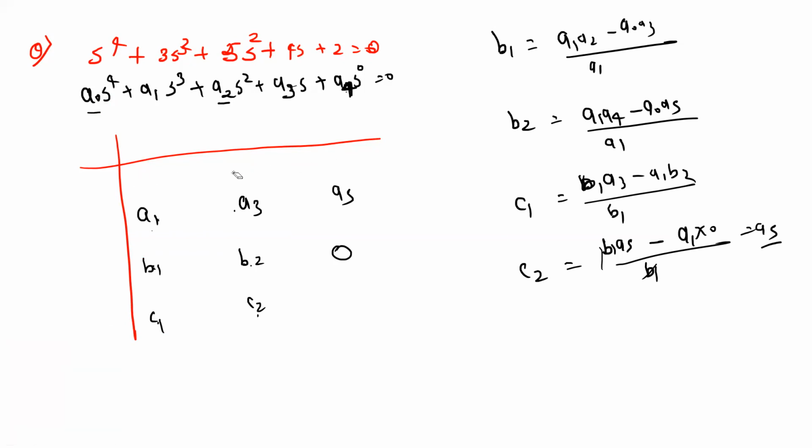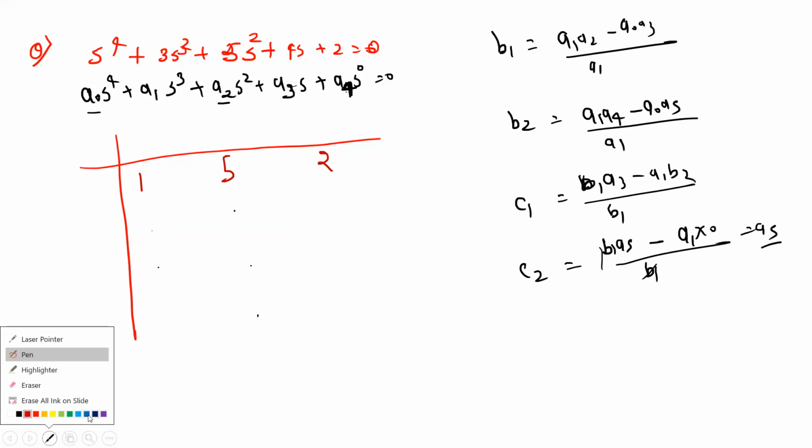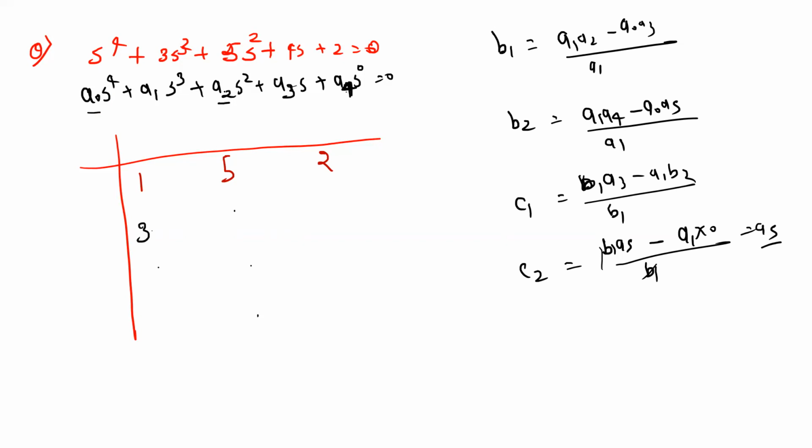So I'll be removing all these things, and I'll be substituting the numeric value over here so that I can solve the problem. If anyone has any doubt, you can ask me, right? So your A naught is 1, A2 is 5, and your A4 is again 2. I hope these things are clear to all of you, right? And now your A1 is 3, your A3 is 4, and this one is 0.